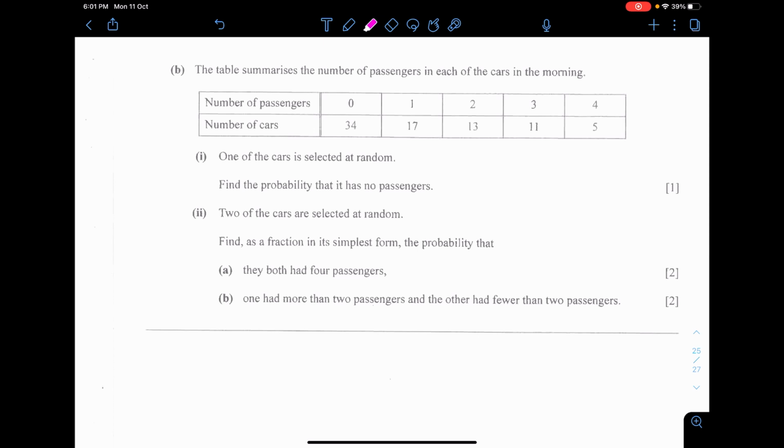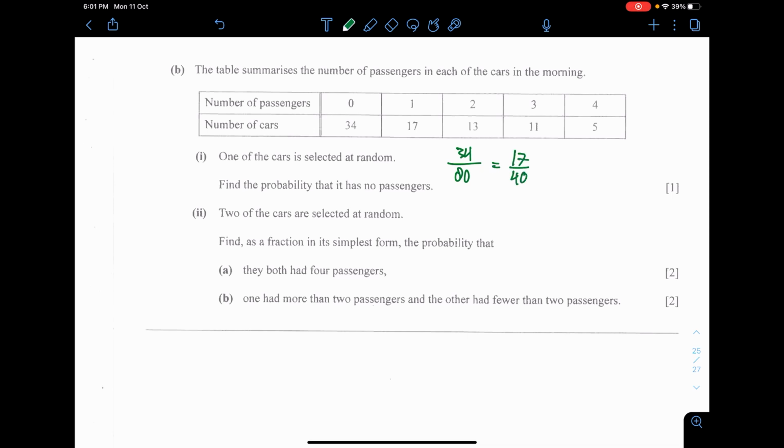The table summarizes the number of passengers in each of the cars in the morning. One of the cars is selected at random. Find the probability that it has no passenger. Okay, so 34 of them have no passenger. Okay, I need to use pen. So then I'll take 34 out of how many of them? Okay, total of the cars, 34 plus 17 and so on, you'll get 80. Okay, so the probability is this.